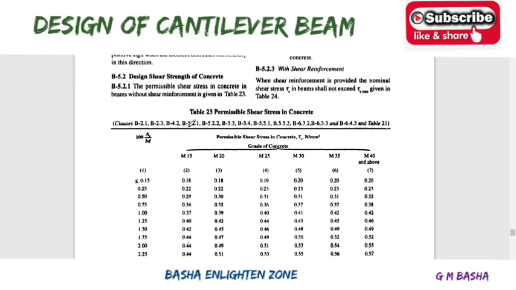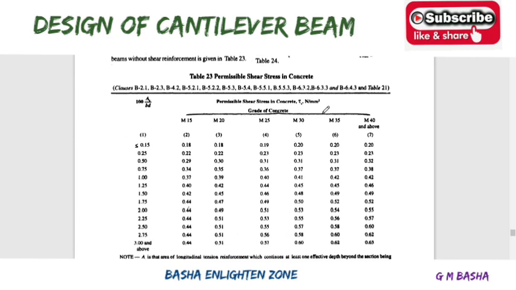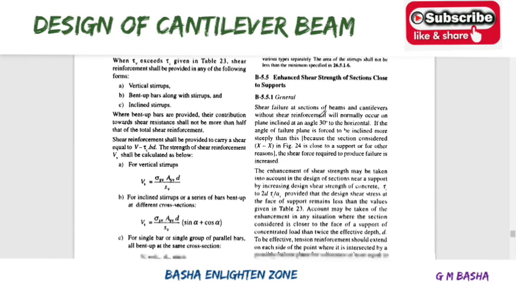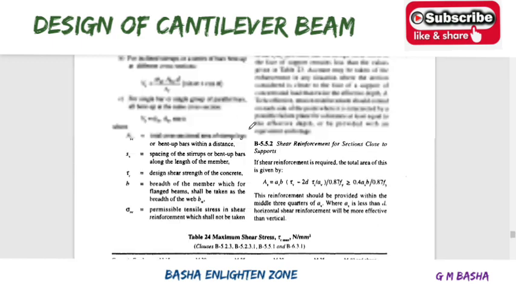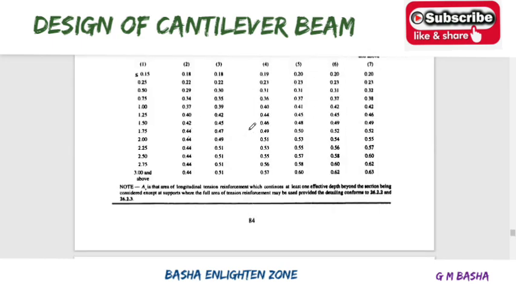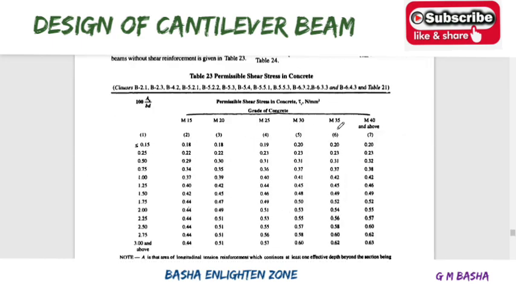So calculate tau c, the permissible shear stress in concrete. See here, this is the table which is used to calculate permissible shear stress. For calculation of this one, this formula will be required. So this is PT. How will it be? PT will be equal to 100 into area of the steel, 942, by B into D.